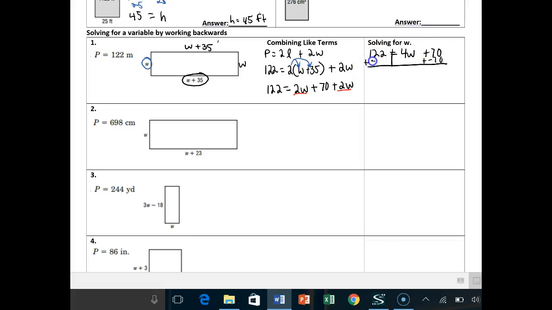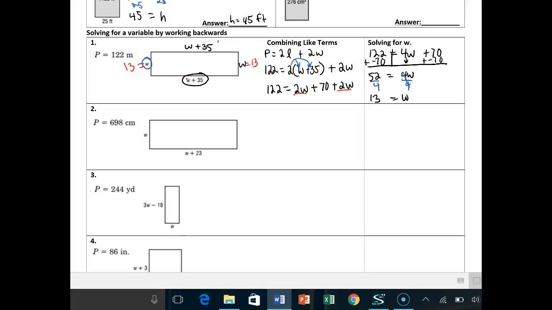I add negative 70 to both sides. I have 122 plus negative 70 gives you 52 is equal to, bring on down, 4W. I divide by 4 on both sides, and I get my answer: W is equal to 52 divided by 4, which is 13.